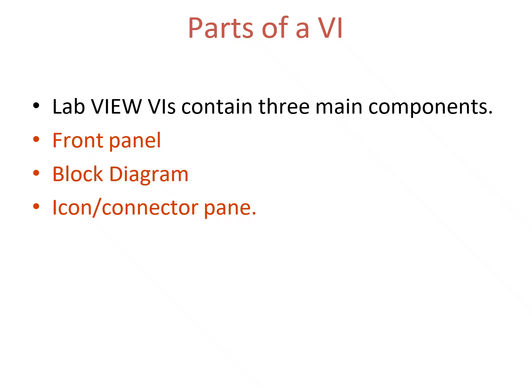parts of a VI. It contains three main parts. One is a front panel, the gray-based window. Another is a block diagram. All functionality will be done in this. Then the last one is the icon and connector panel.